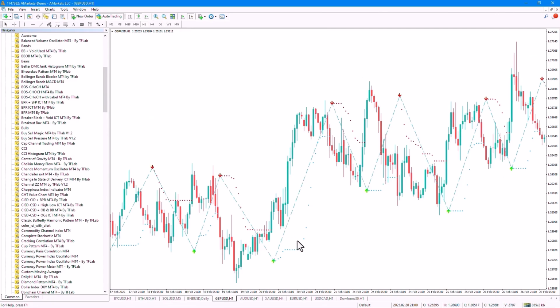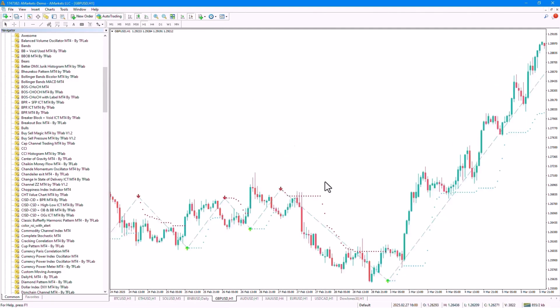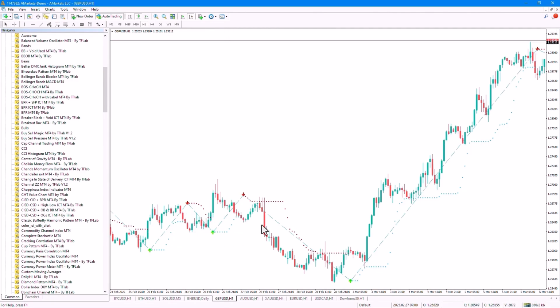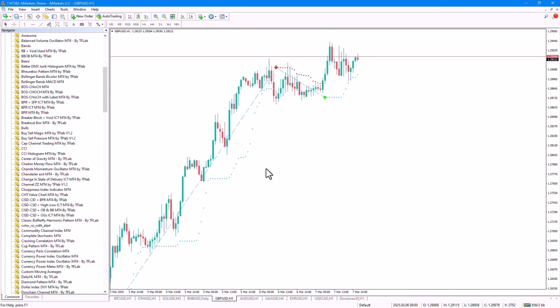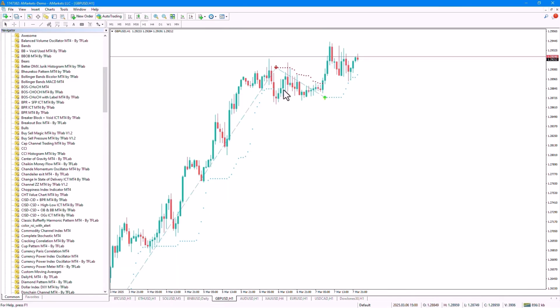Here we can easily identify bullish trends based on pivot points and market breakouts. We can either enter a buy position using the incoming buy signals or enter a sell position using the incoming sell signals.